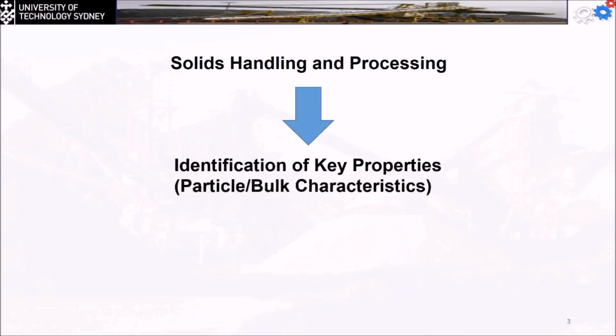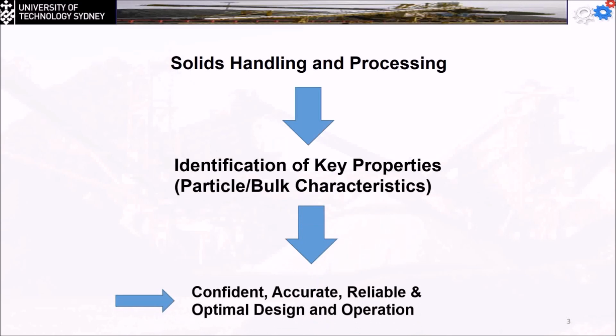In solids handling and processing, the first procedure is that you have to have an identification key of the properties of the particle or the bulk material. Then you should have a confident, accurate, and reliable optimal design and operation for your system. Without knowing the characteristics and properties of your material, you cannot design your own system.